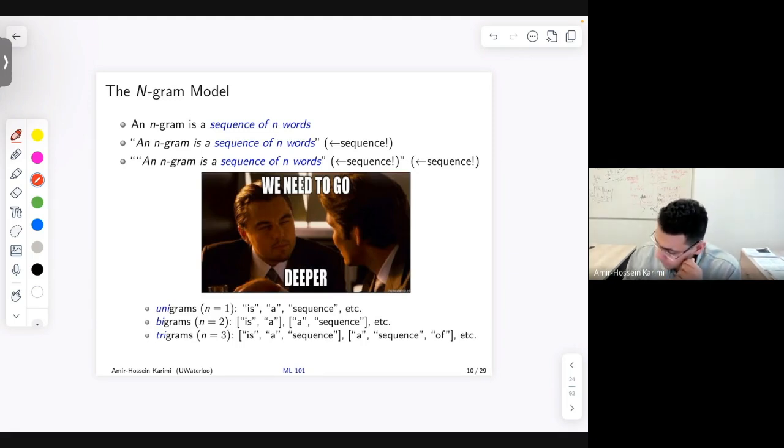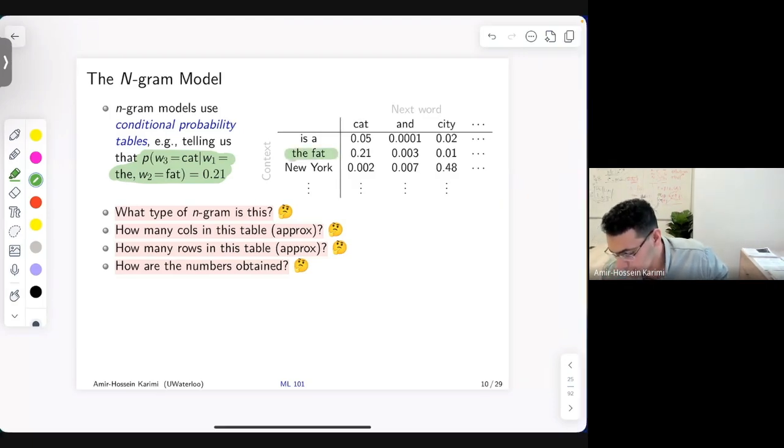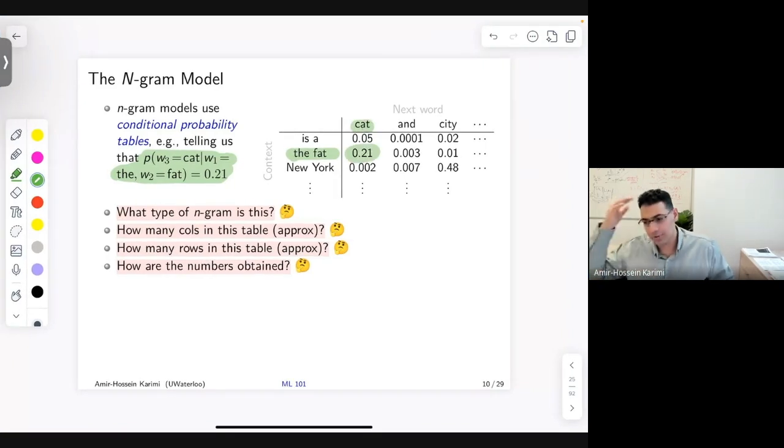Now, n-gram models use what are known as conditional probability tables, such as the one that you see on the top right-hand side, which tell us the probability of sequences of words. What does this mean? This means that, for instance, based on the table here, I want the probability that my third word in the sequence is cat, based on the preceding words being the and fat. And if I have a conditional probability table like the one on the right-hand side, then I can look at the sequence of the fat and then find cat that follows it. And for this particular data set and the numbers that I've arbitrarily made up, the probability is 0.21.